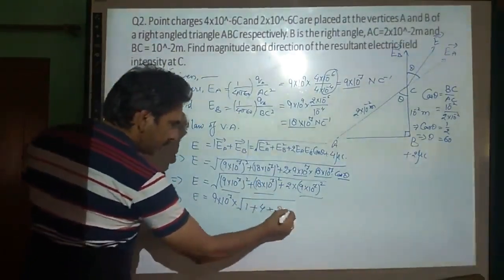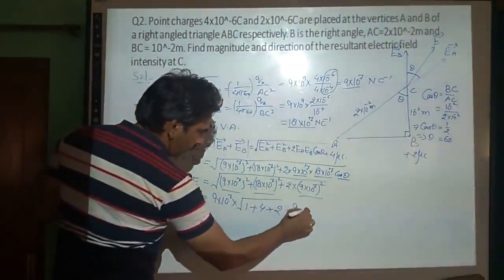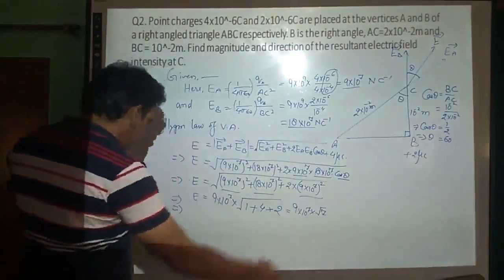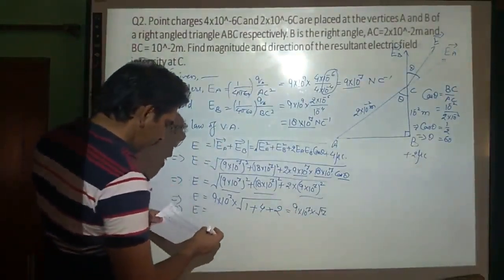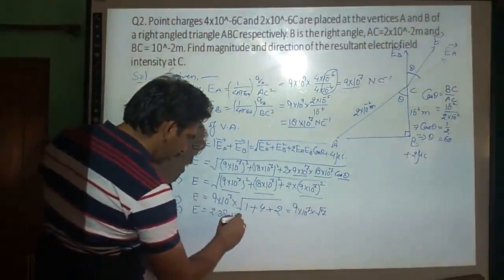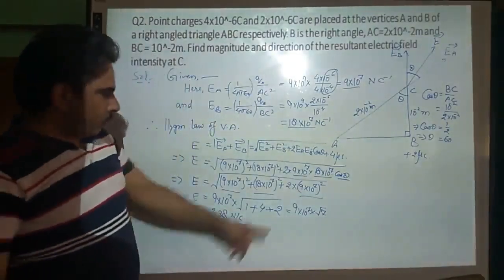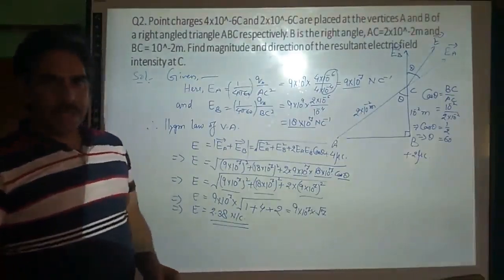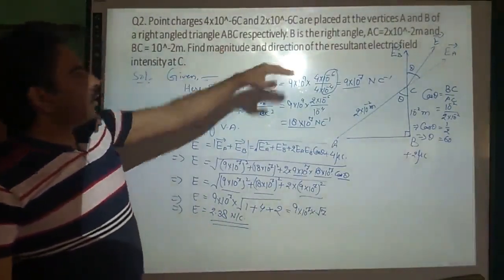So from here this is equal to 7 under root. So 9 into 10 to the power 7 into under root of 7. So whenever we make some calculation, we find the result to be 2.38 Newton per coulomb. Whenever you make some mathematical calculation, you get this value 2.38 Newton per Coulomb. So this is the magnitude of resultant electric field.